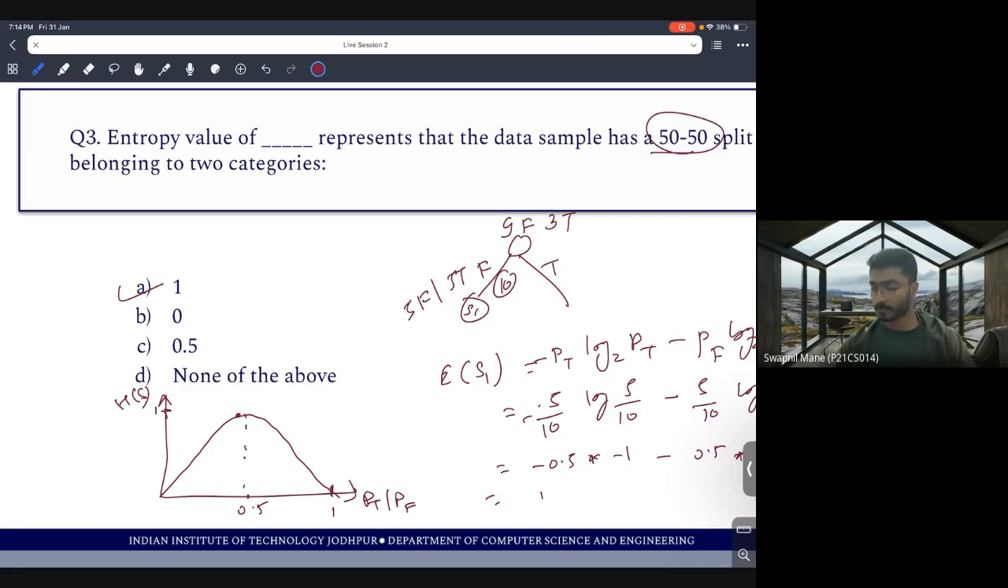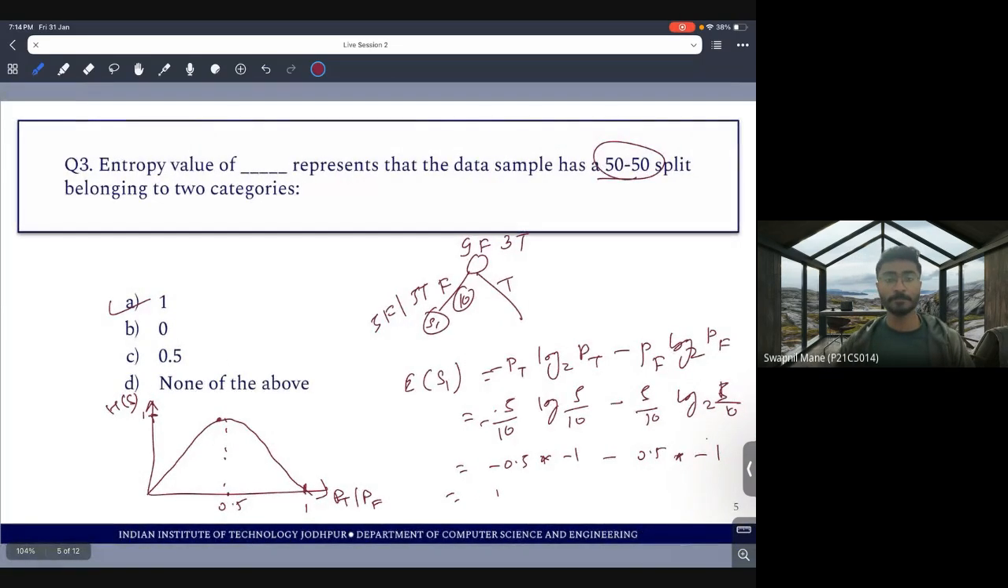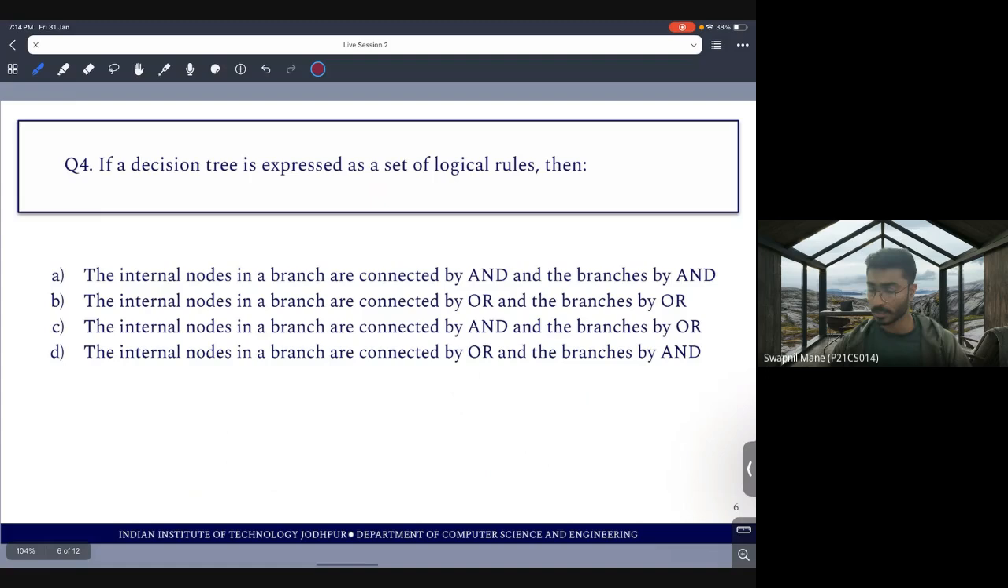Okay, I hope you guys understood the entropy, how we are calculating the entropy for the split, right? Okay, let's see question 4. So what do you think, what is the correct option for this question?